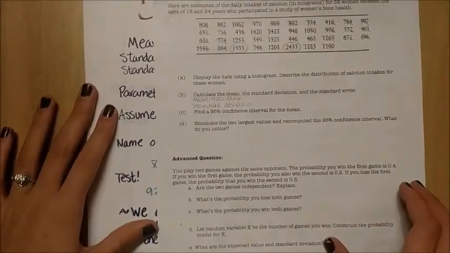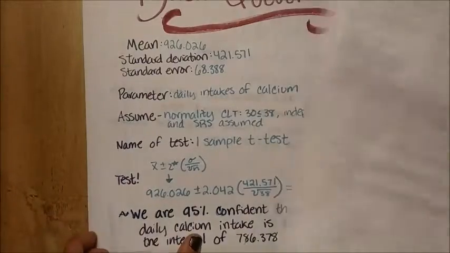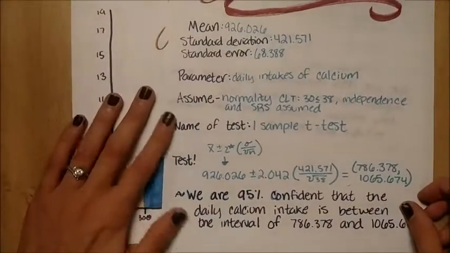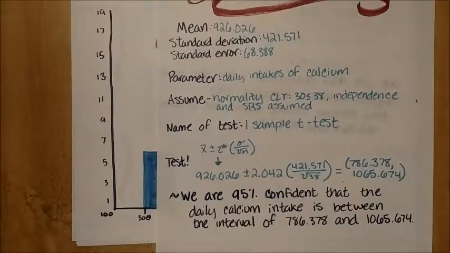etc. So then we find the 95% confidence interval, and this I did PANTS, so the parameter is the daily intake of calcium. Then we assume normality based on central limit theorem, because there's 38 people and that's more than 30, so you assume your normality. And then independence and SRS are also assumed.